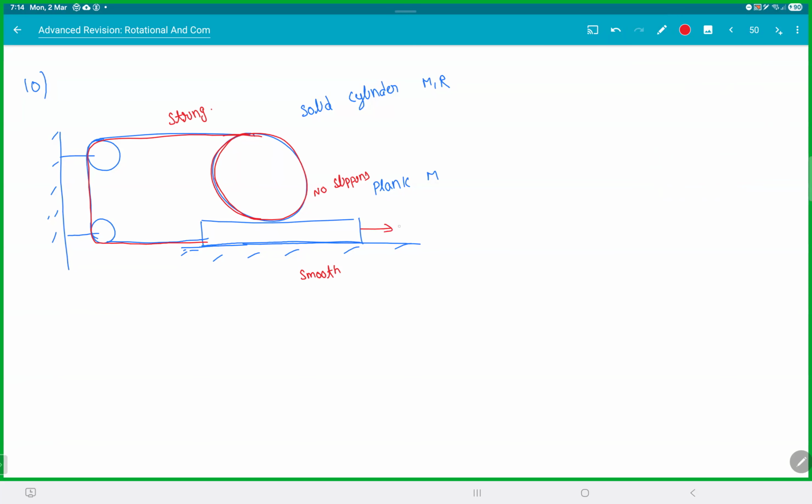Then someone started applying a force F. You're applying a constant force F. Find acceleration of the plank, acceleration of the cylinder, omega and alpha of the cylinder, and the total change in kinetic energy of the system after time t. System meaning cylinder plus plank.